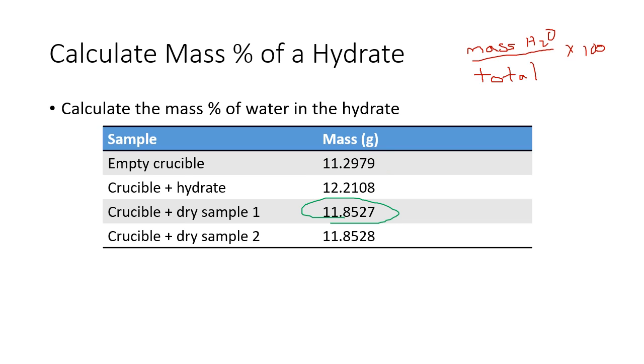If we take the crucible plus the dry sample and subtract it from the hydrate, we'll just get the water. So here we go: 12.2108 minus 11.8527. And both of these numbers are grams. Don't want to forget that.